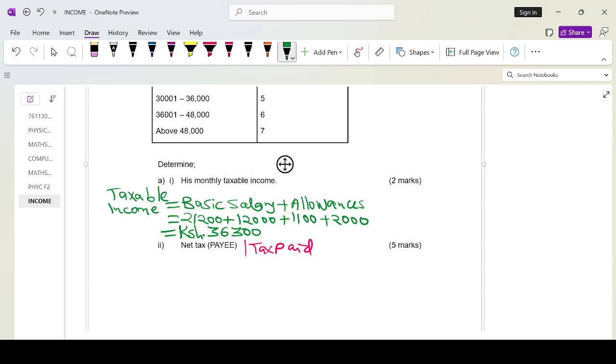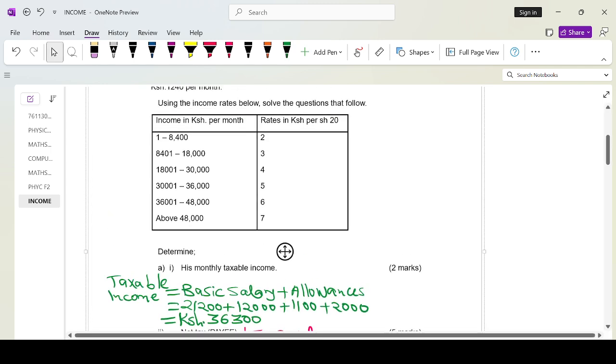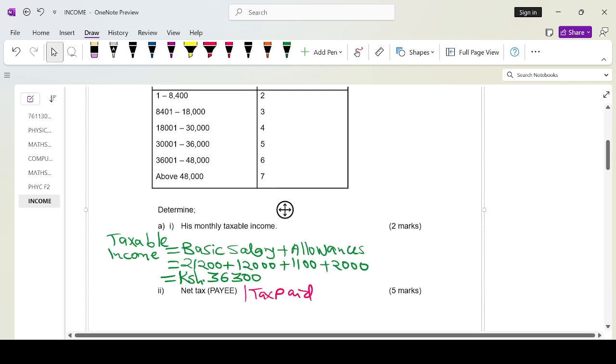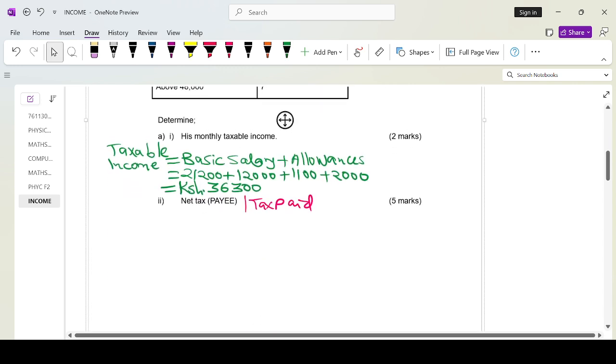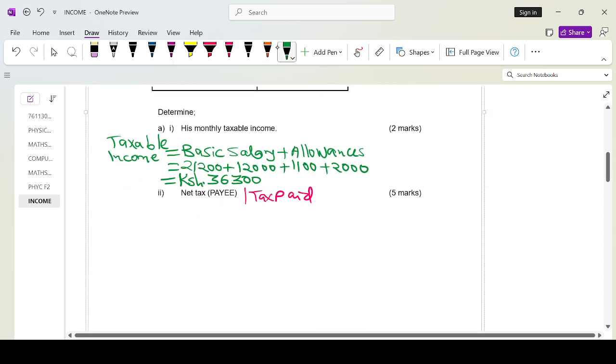So we see in the first band, between 1 to 8400, 2 shillings is being charged. But remember, it is 8400, but for every 20 shillings in 8400. So in the first band, it is 8400. For every 20 shillings of it, we charge 2 bob. When you do that multiplication, that becomes 840. That's the first slab.